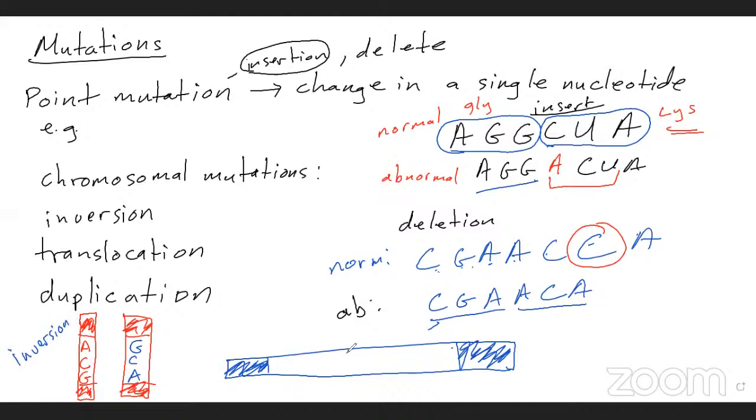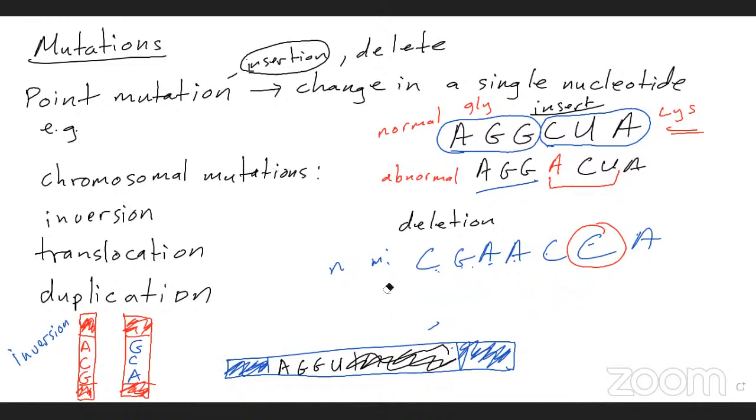All right. So for duplication, let us say I have AGGU. We're just focusing on the letters. Sir, you can maybe bring it up further because I can't really see at the bottom. Oh, all right.